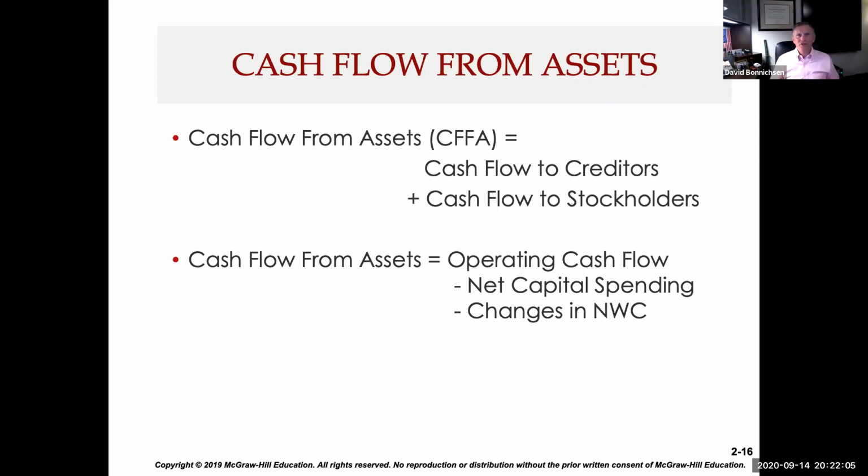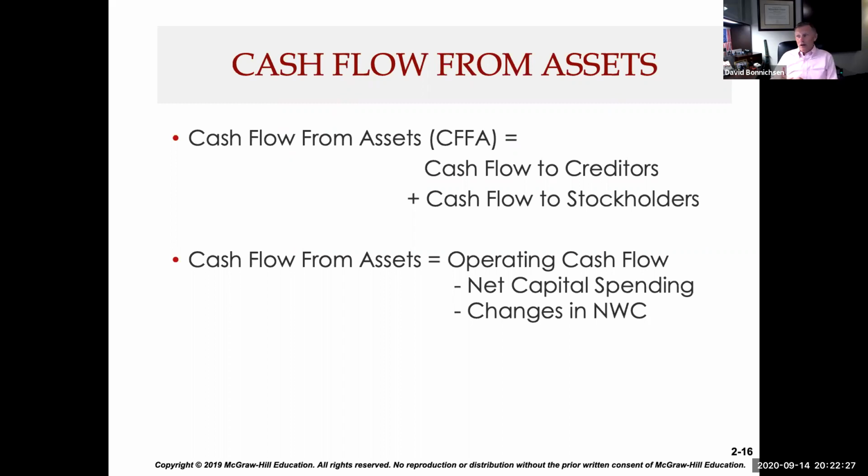All right, so cash flow from assets, we have to buy this stuff. We have to purchase our assets, right? And we got to go about doing it in one way, shape, or form. And we do it through either accessing the debt markets or issuing stock into the market. So cash flow from assets simply can be defined as the cash flow to our creditors added to the cash flow to our stockholders, okay?